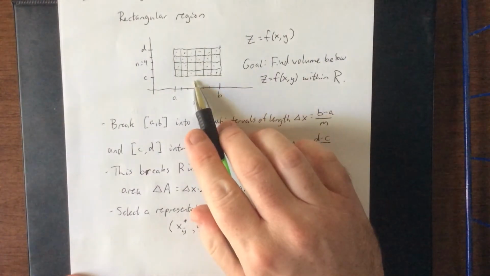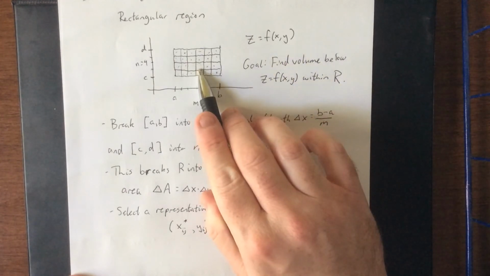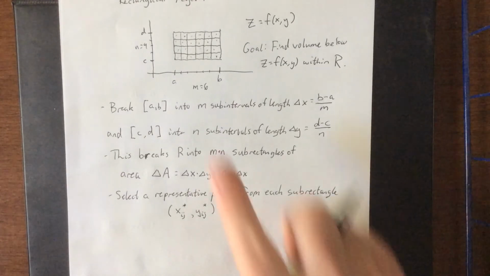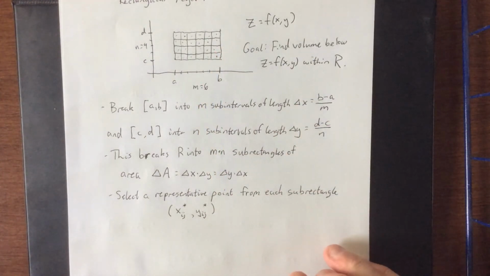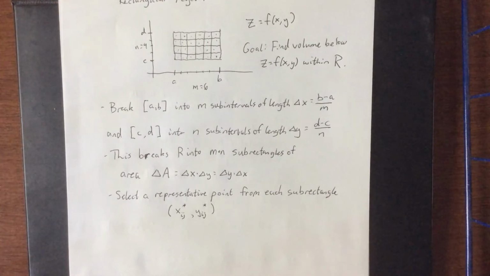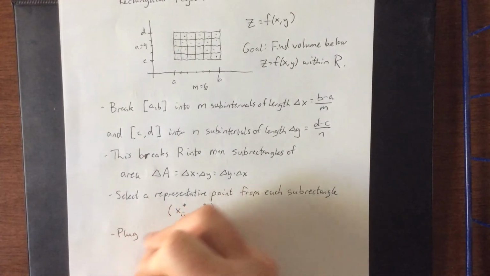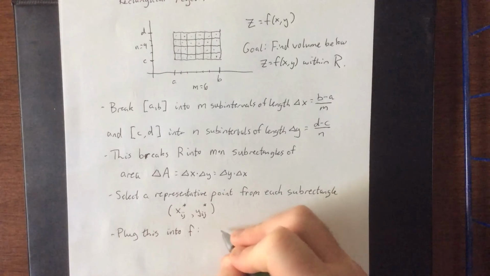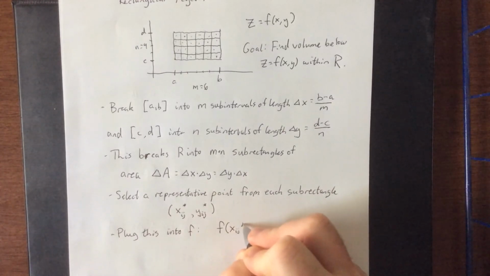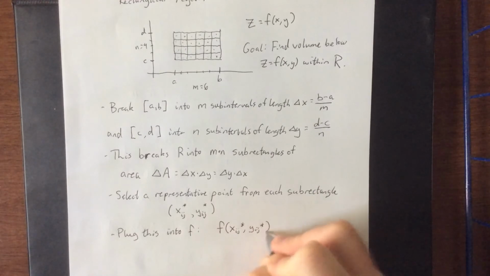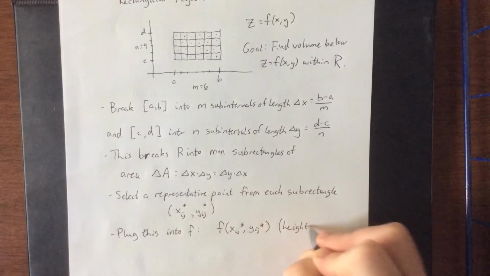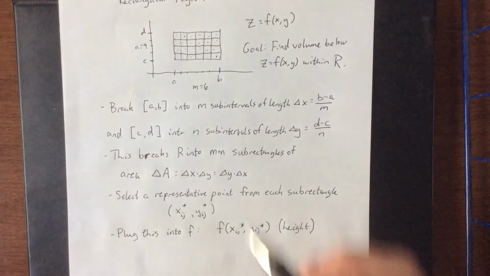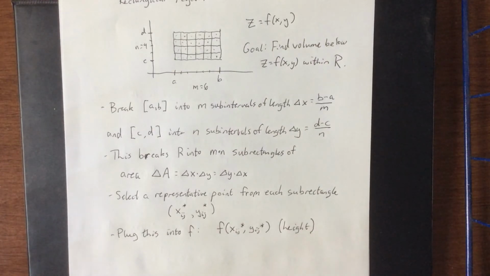Now, once we take this point and plug it into the given function, that will turn into a z-value. A z-value is going to be the height of a, well, technical term for it is rectangular prism. More common term, box. So plug this into f. So we'll get f of x sub ij star comma y sub ij star. And this is now the height of a box that we are creating. So for definite integrals, we were creating rectangles to add up. Here, we're creating rectangular prisms or boxes to add up.